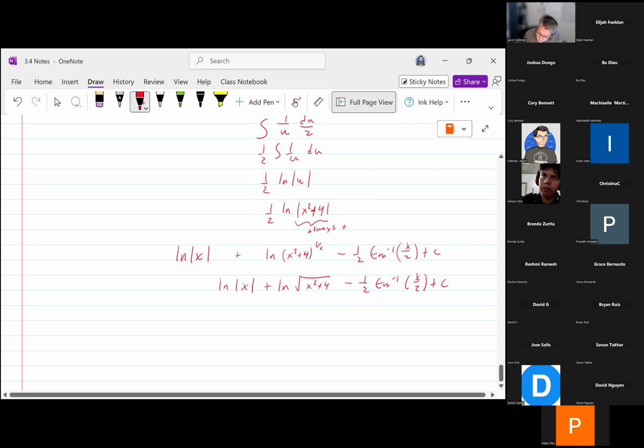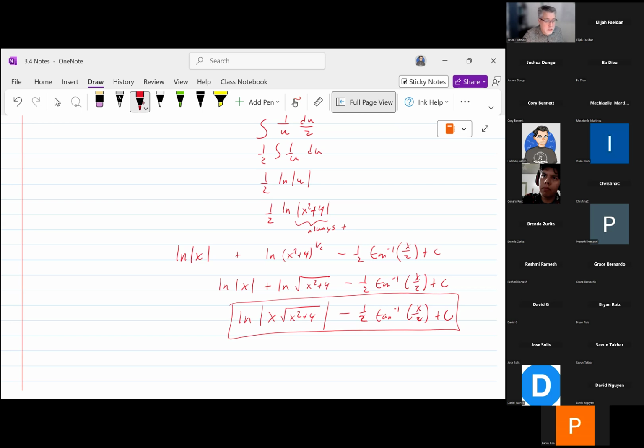And then using the properties of natural logs, I can take this as the natural log of a product. So this is the natural log of the absolute value of x times the square root of x squared plus 4, minus 1/2 inverse tangent of x over 2 plus c. And that is the answer to number 3. And that is section 3.4 on partial fractions.